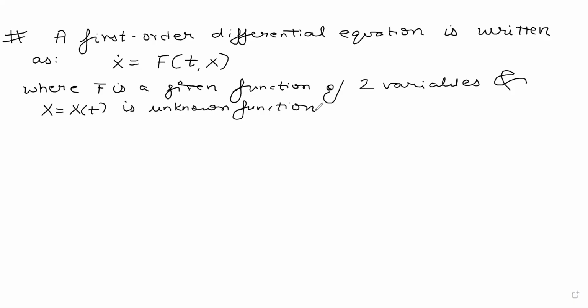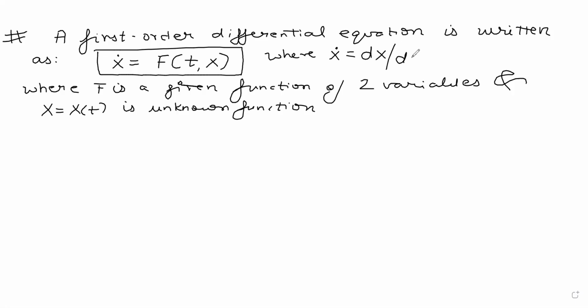Okay, so what you can see on your screens is actually the first order differential equation, where all of us know that x dot is nothing but dx by dt. So clearly all students can see that the first order differential equation is a function of two variables, time and x, where x itself is a function of time. That means x dot, which is dx by dt, is a function of t and x, and x itself is a function of t.